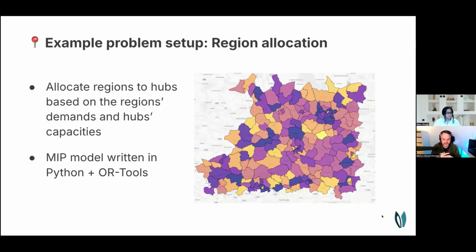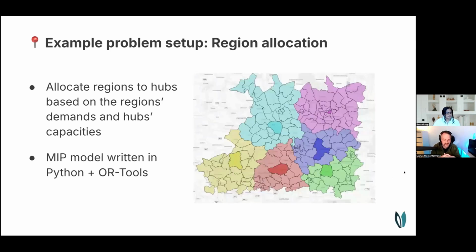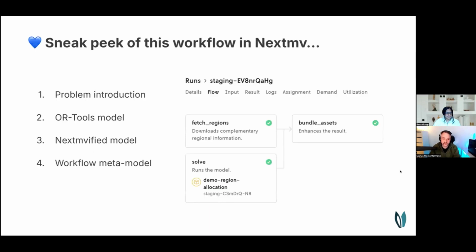If we go to the next slide, we can already see the assignment happening. For example, we have this red cluster of regions with a more saturated one in the middle, which is the one hosting the actual hub. All of these regions get allocated respecting the capacities. I won't go into the details of the MIP model itself, but probably a lot of you are familiar with using OR-Tools for this or some other library.